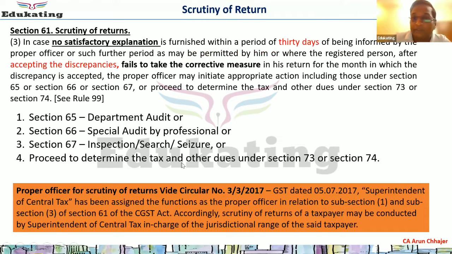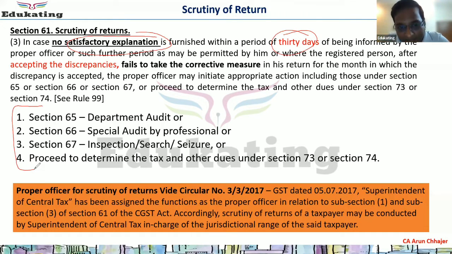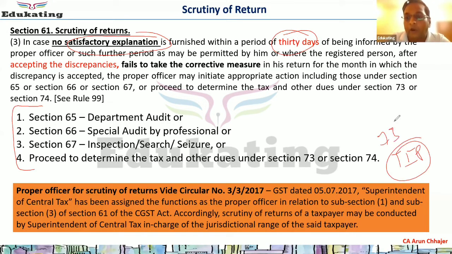Either the reply has not been given, or the reply has been given but it is not satisfactory. In that case, if no satisfactory explanation is furnished within a period of 30 days, then these are the further actions which the department can take: Section 65 audit, Section 66 audit, inspection, search, seizure, and TIP, tax, interest or penalty determination, either under 73 or 74.